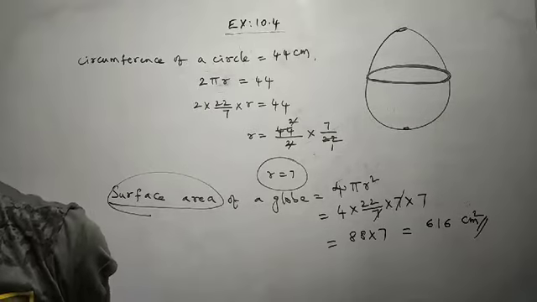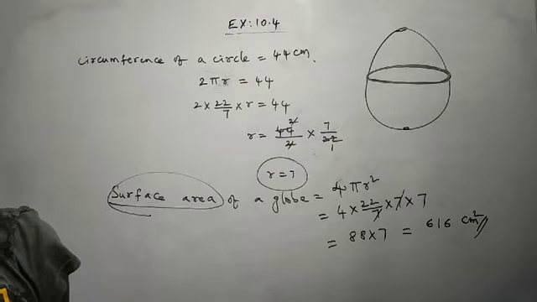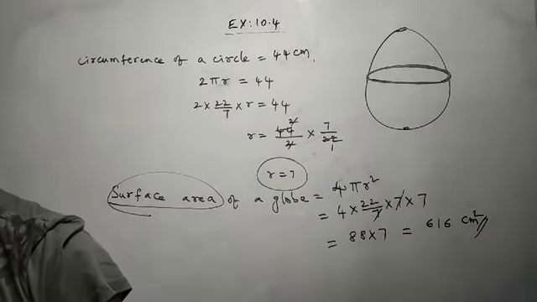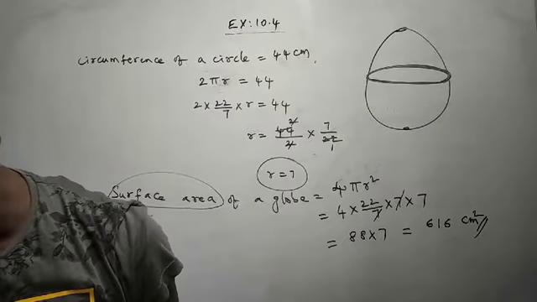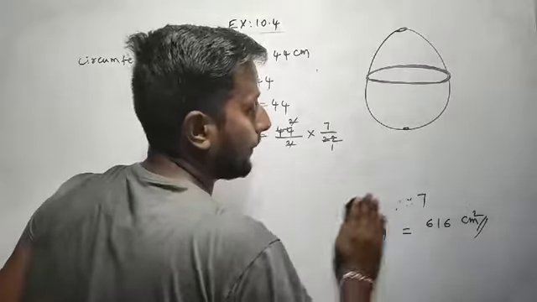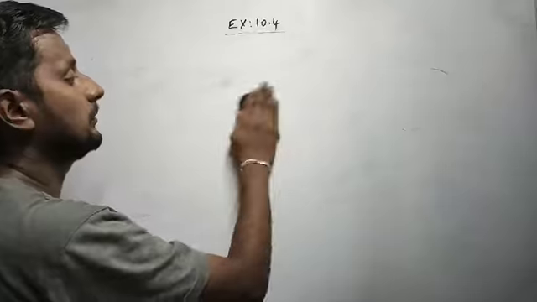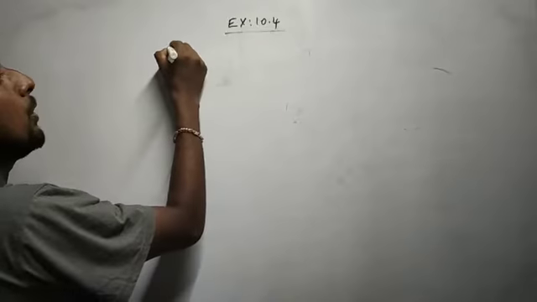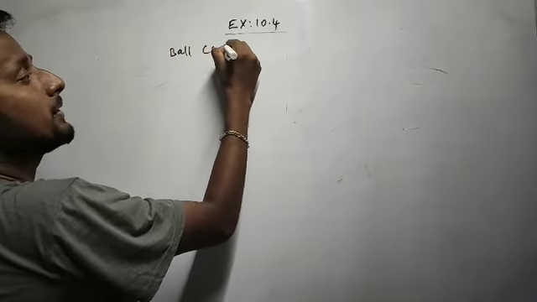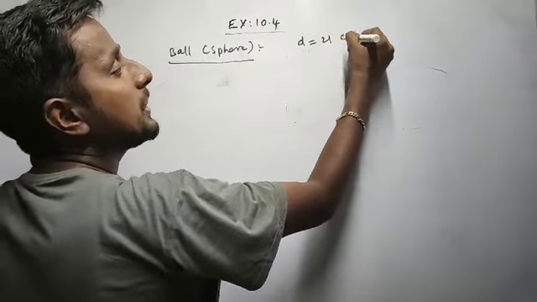Right. Next, the fourth question is, the diameter of a spherical ball is 21 centimeter. How much leather is required to prepare 5 such balls? Okay. The diameter of a ball is 21 centimeter. So ball is also an example of a sphere. So then D value is 21 centimeter.